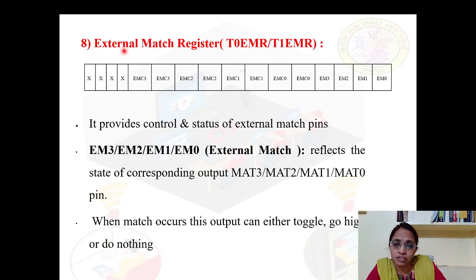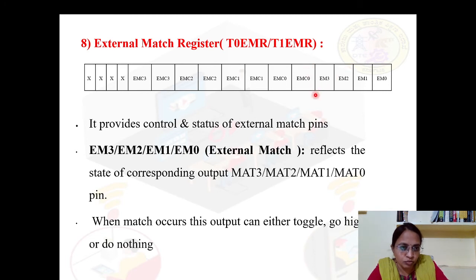The next register is the external match register. Okay. So this external match register is also a 16-bit register. What is its use? It provides control and status of the external match pins. So in the architecture, we have seen there are 4 match pins. What output should be generated on these 4 match pins will be decided by this register called the external match register.